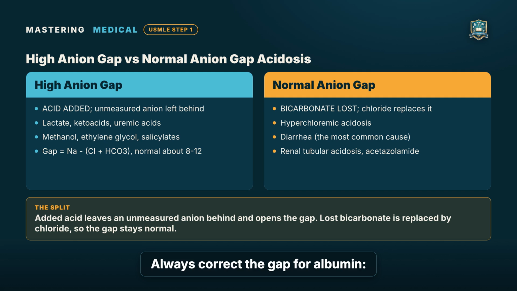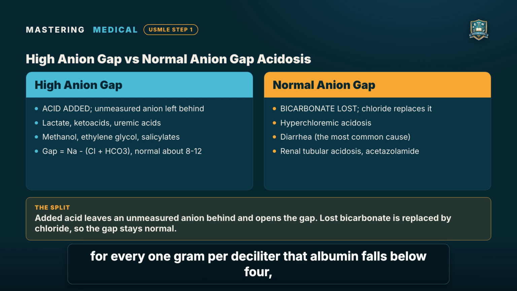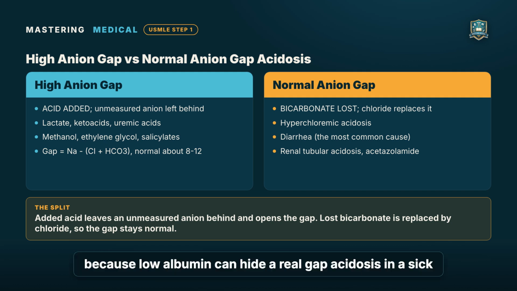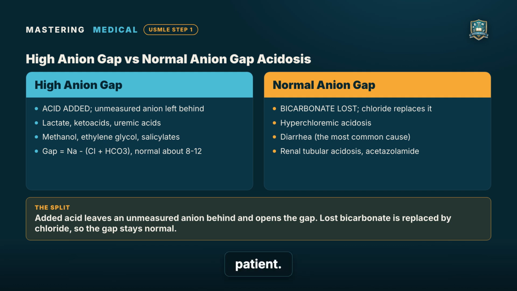Always correct the gap for albumin. For every 1 gram per deciliter that albumin falls below 4, add about 2.5 to the measured gap, because low albumin can hide a real gap acidosis in a sick patient.